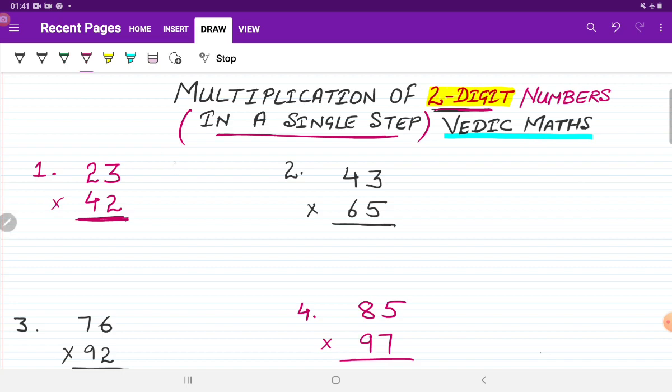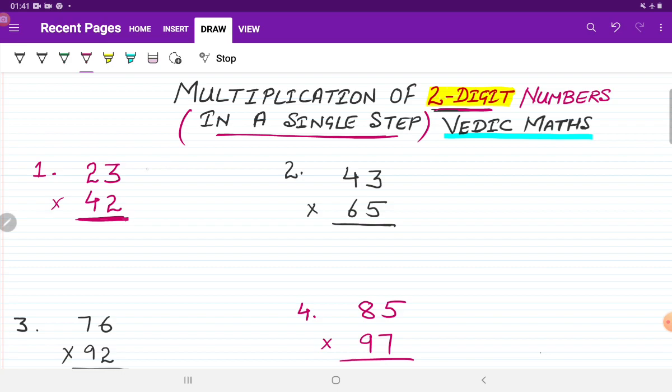So how will we multiply? First of all, you should know the trick. In my previous video, I already discussed 3 tricks of multiplication, but in those some condition was there, like the unit place should be 5, or the sum of the digits of the unit place should be 10, or the sum of the digits of the tens place should be 10. But here no condition is there. Randomly you can take any two-digit numbers and multiply with this trick.